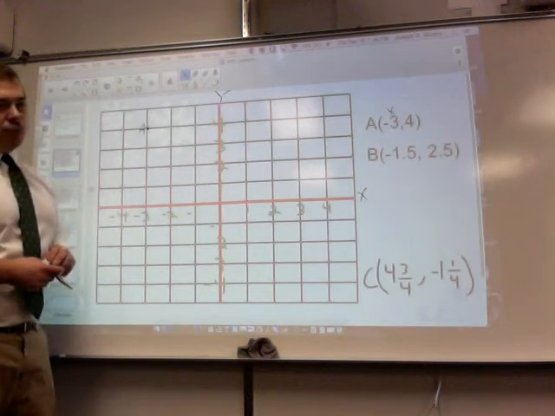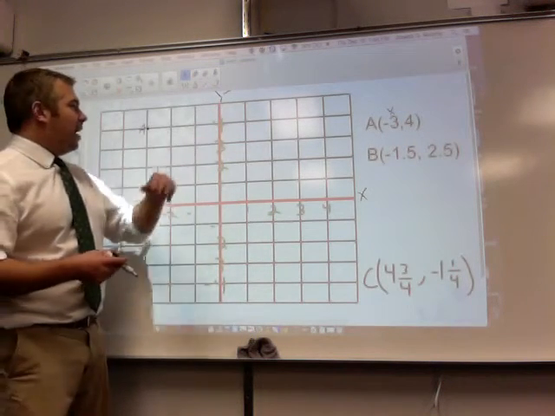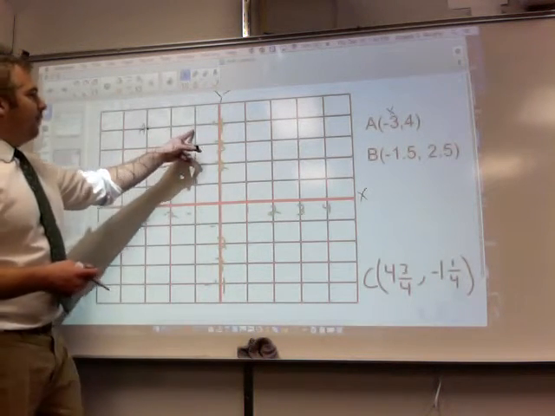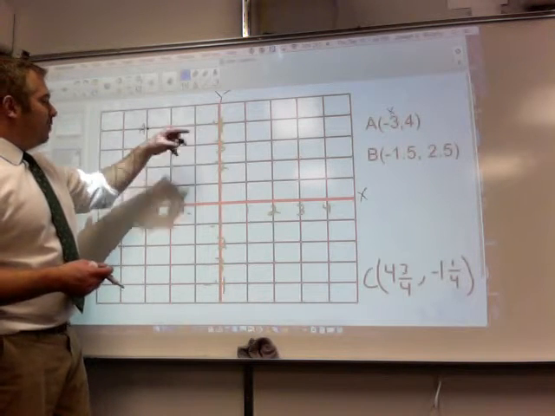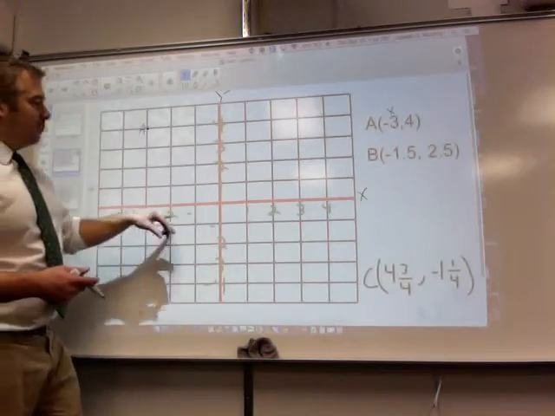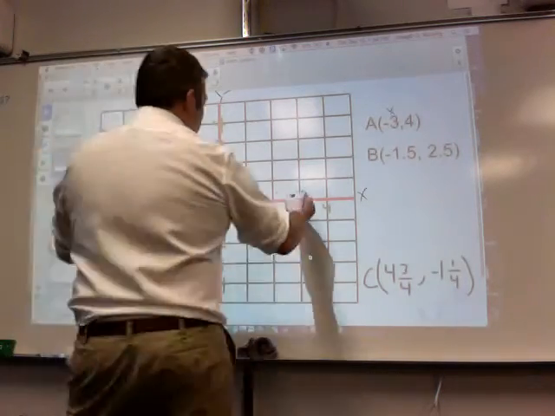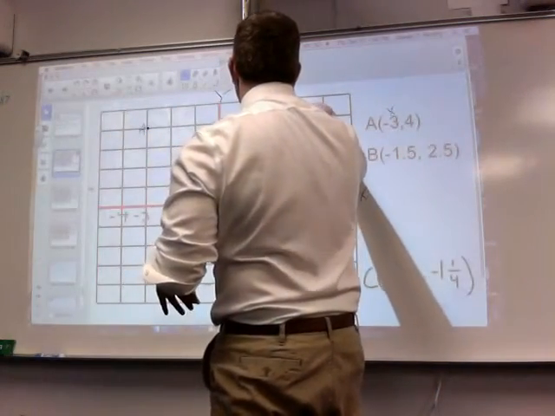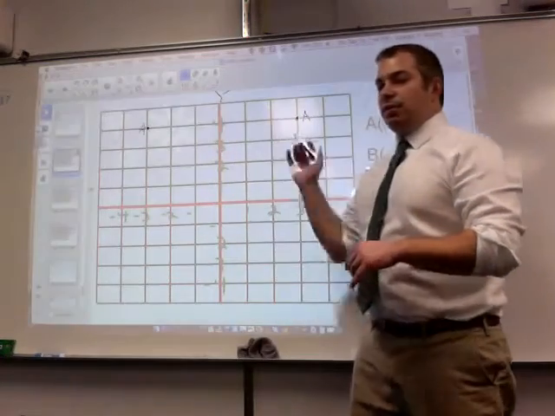Let's reflect A twice here. Let's reflect it across the y. Well, it's still going to be 4 in the y, but now it's going to be, instead of negative 3 in the x, it's going to be positive 3. So here's where A would be reflected. It's just reflected across the y.